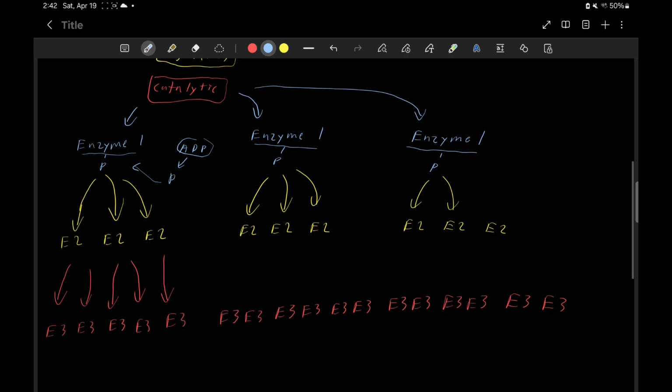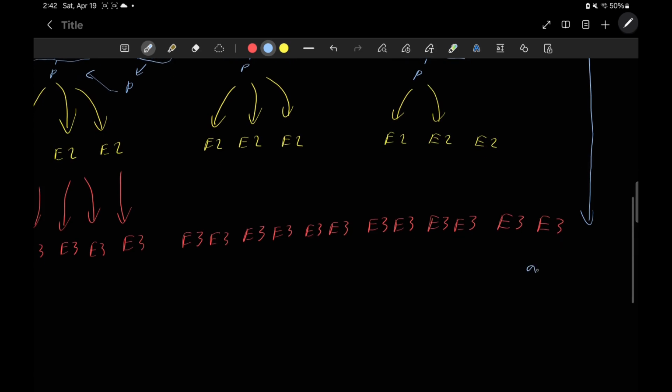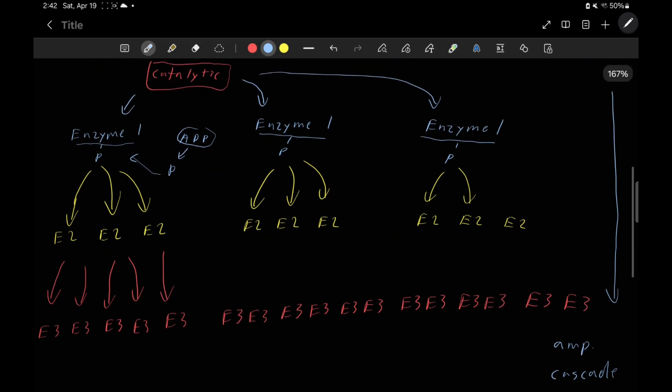As we go down this pathway, we call this the amplification cascade, because it's a cascade from your first set of enzymes to your second set of enzymes to the next set of enzymes, and every time we go down, the total number of enzymes increases. So the total response is amplified.